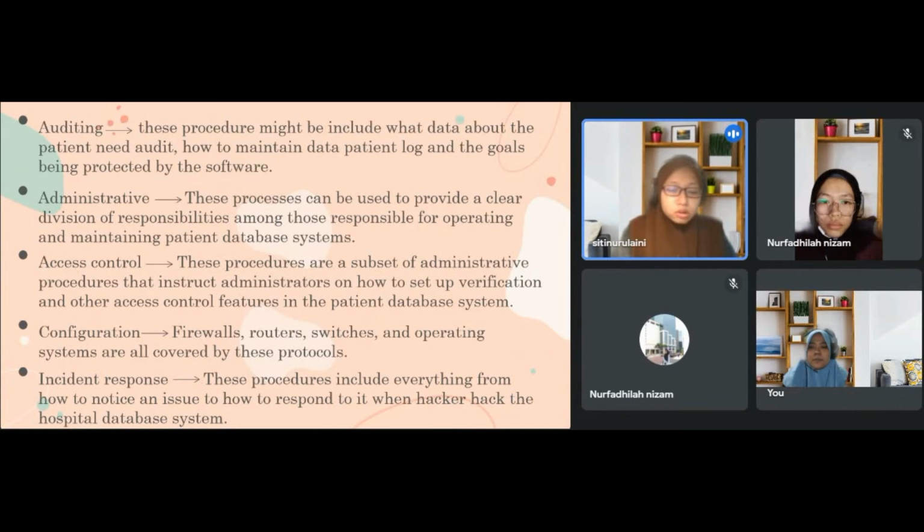Next is incident response. Those procedures include everything from how to notice an issue to how to respond to it when hacker hack the hospital database system.